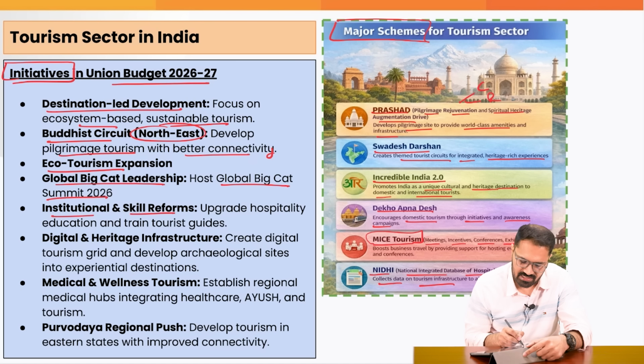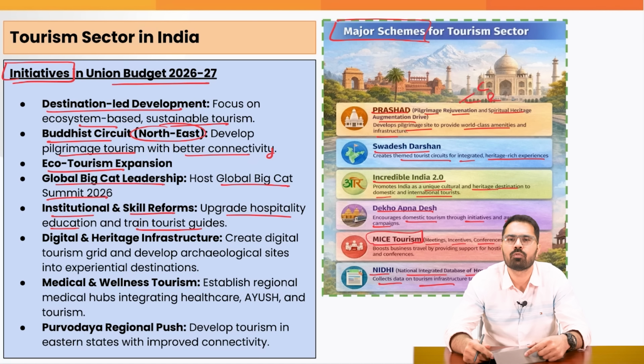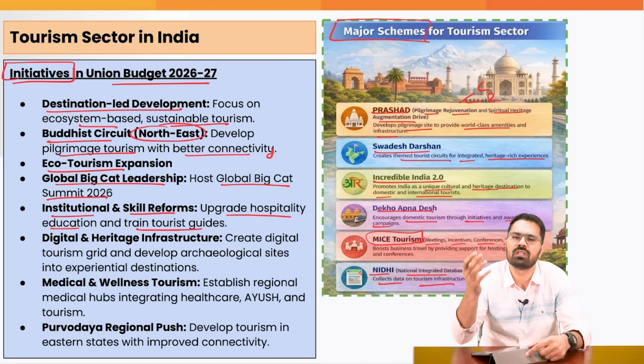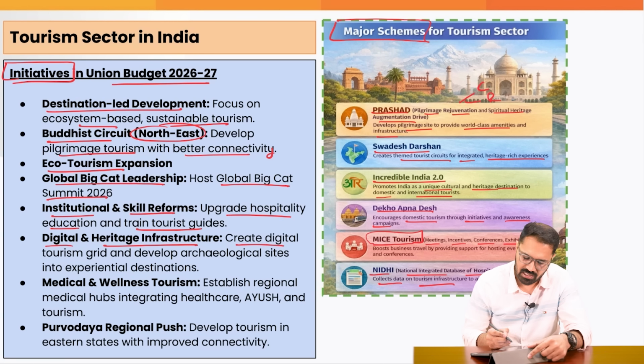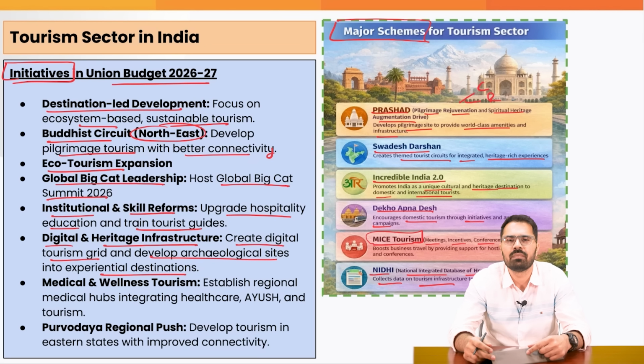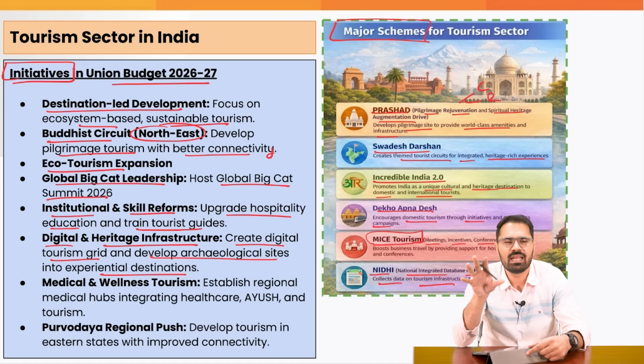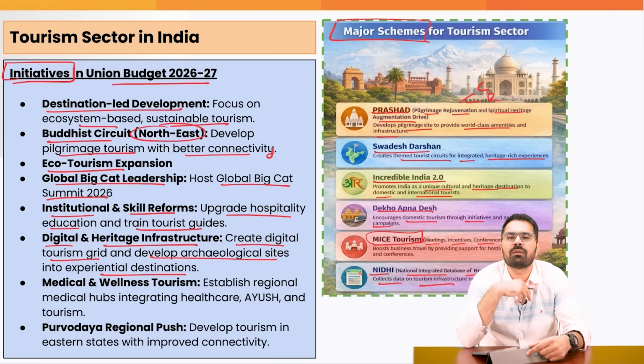In institutional and skill reforms, basically the aim is to upgrade hospitality education and train tourist guides. They have to be better trained in the languages of the people who are coming to visit India. Now, digital and heritage infrastructure will be created in the form of a digital tourism grid, and archaeological sites will be developed into experiential destinations. Basically, the government wants to give people a better experience. They don't want the tourists to just go there and have a look at the monuments. They want them to have a holistic experience of visiting a particular place.